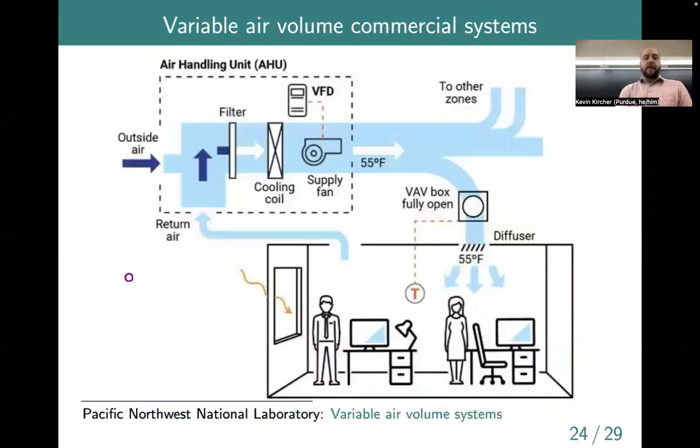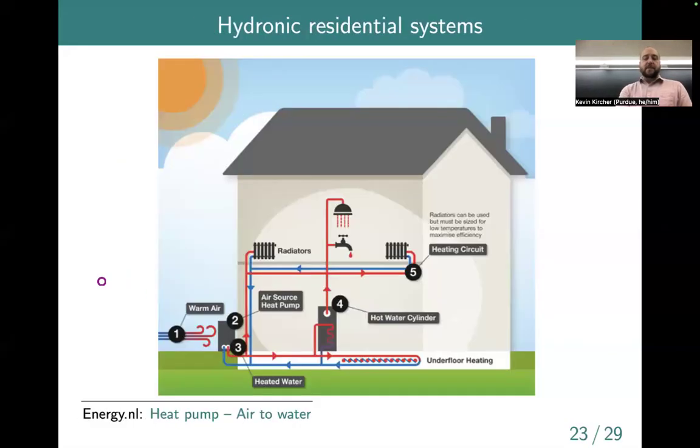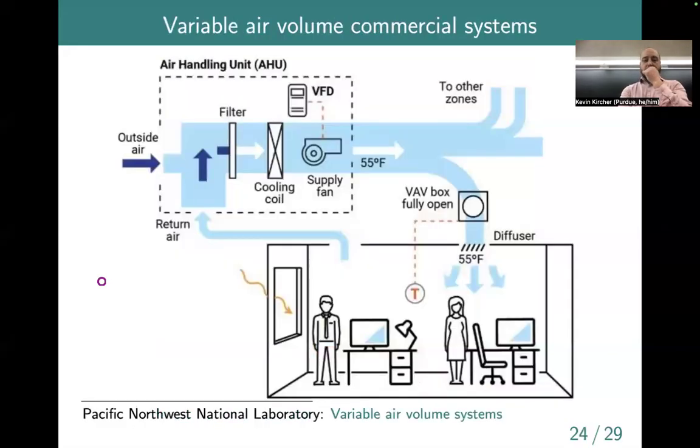Okay, so those are residential type systems. Here is what a typical commercial system might look like, at least in a fairly modern office building. These are what are called variable air volume systems, and they typically have both a central plant and then a number of distributed units called VAV boxes, or variable air volume boxes. But let's start at the central plant, which again would be the air handler, or the air handling unit, AHU.